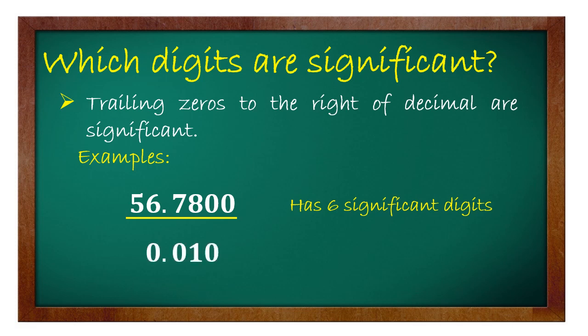Next, 0.010. So, ang ating trailing zeros to the right is yung 0 after 1. Okay? Hindi naman sinabing decimal point after the decimal point. Ang sinabi niya, right of the decimal. So, ibig sabihin, sa right side ng decimal part natin. So, ibig sabihin, ang ating significant digits dito is yung 1 at saka yung 0. So, we only have 2 significant digits.